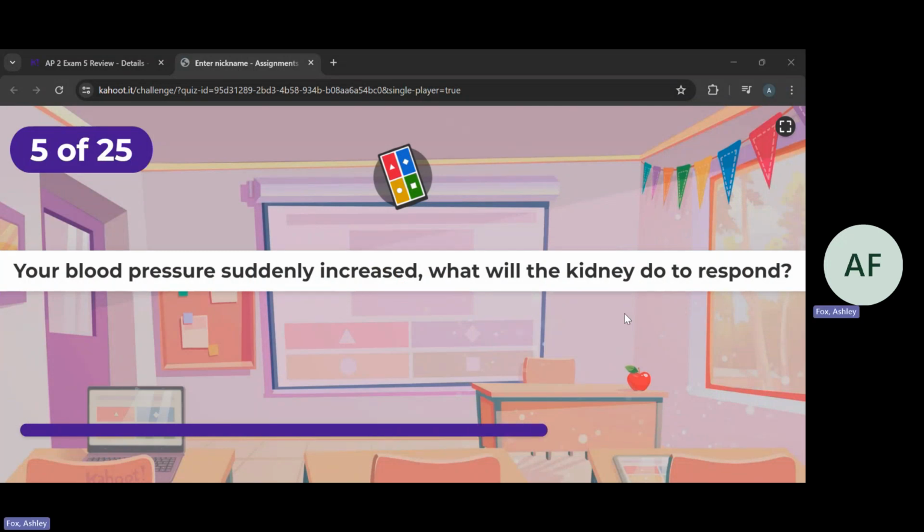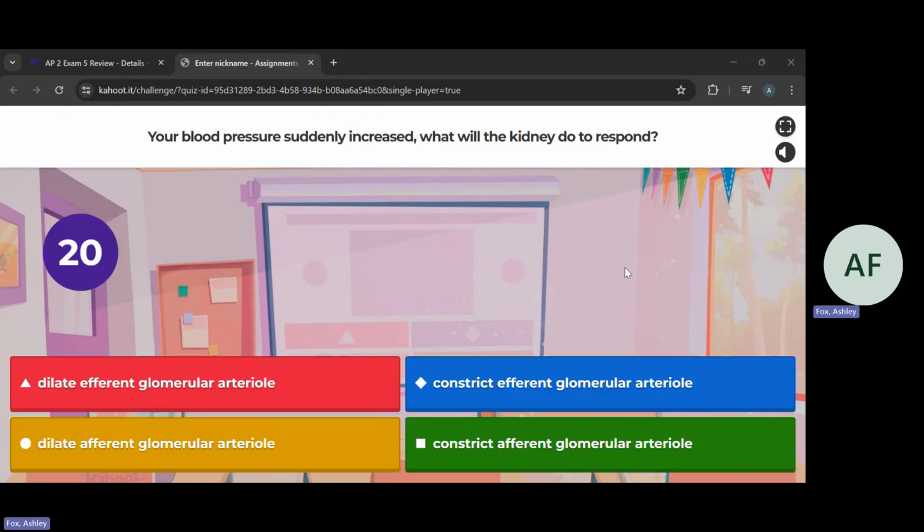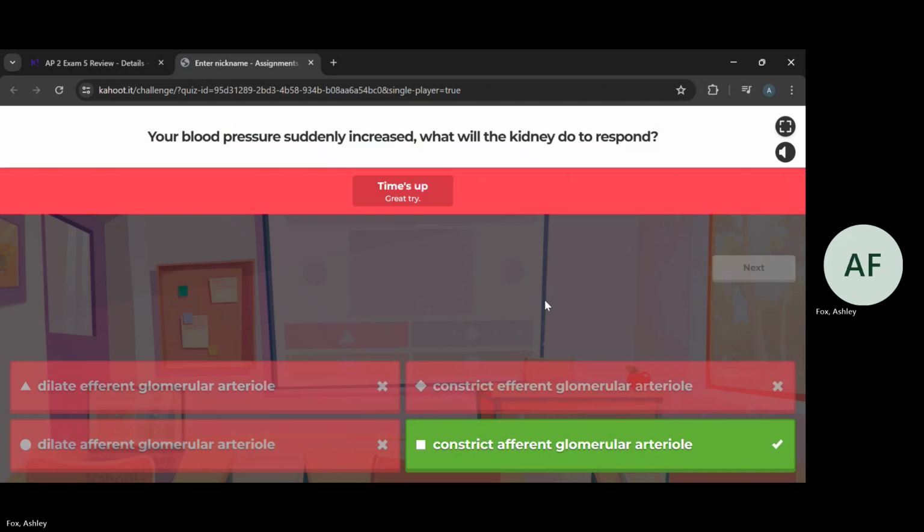Your blood pressure suddenly increased. What will your kidney immediately do to respond? That is going to constrict the afferent glomerular arteriole. So this is, remember, autoregulation.